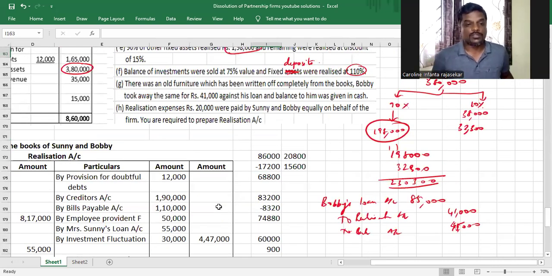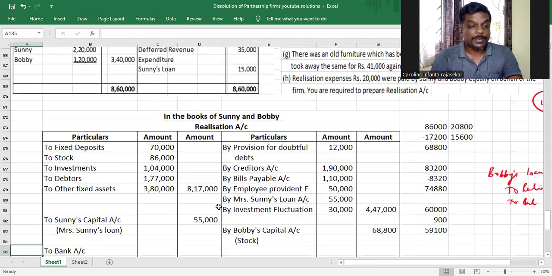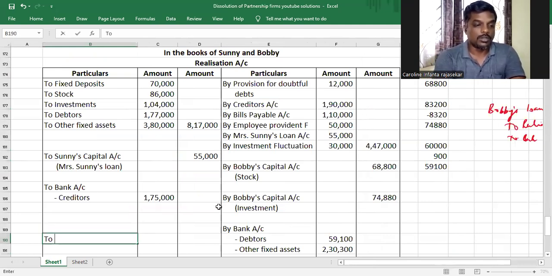Realization expenses of 20,000 were paid by Sunny and Bobby equally on behalf of the firm. The expense has been paid on behalf of the firm. The firm is the main culprit here. Understood or not? It has to pay the expense. But who paid it? Sunny and Bobby, poor fellows.